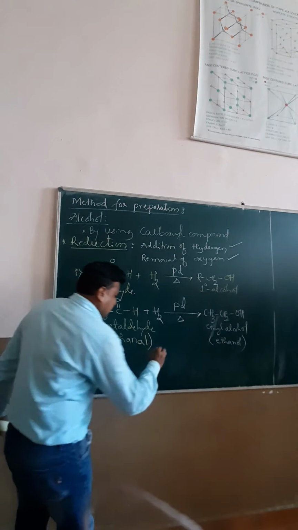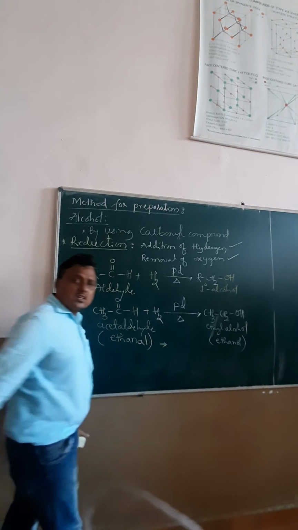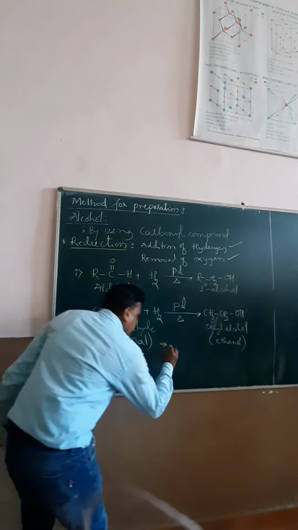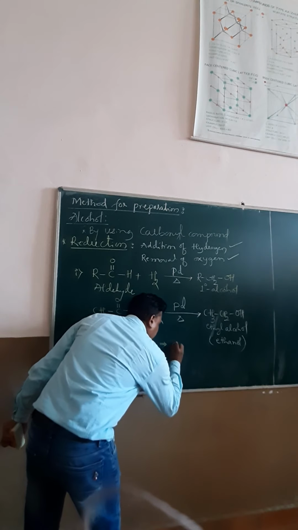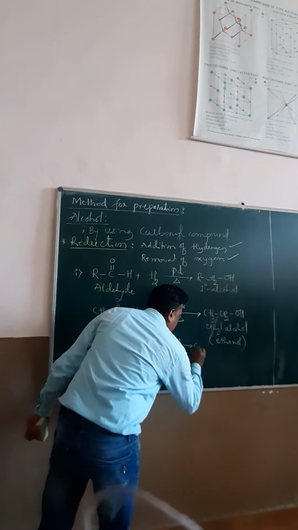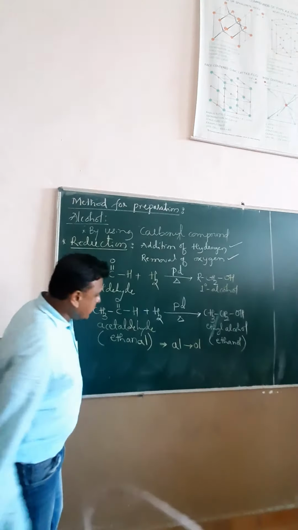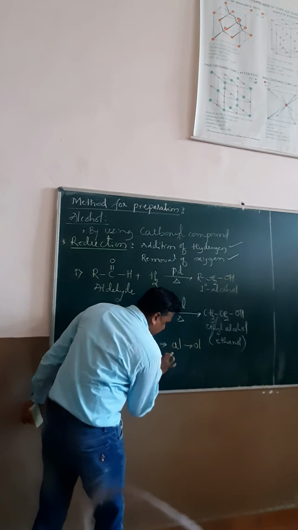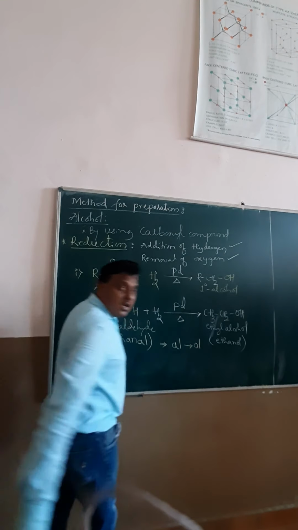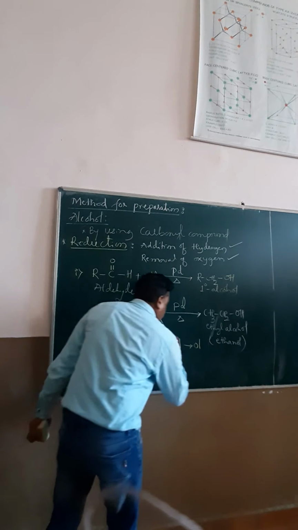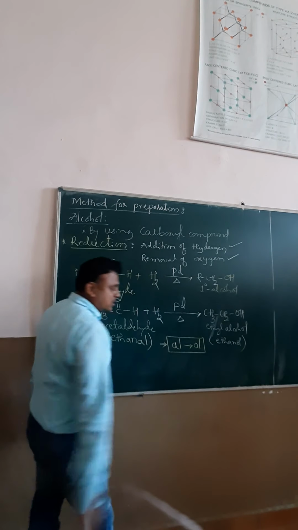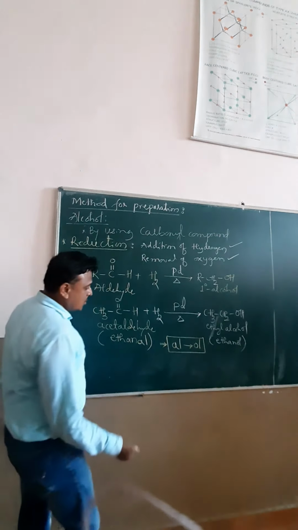In some cases, in conversions, it's very important. They ask the conversion of AL to OL. The meaning of AL to OL: AL stands for aldehyde, OL stands for alcohol. This question will be asked many times: how to convert AL to OL.